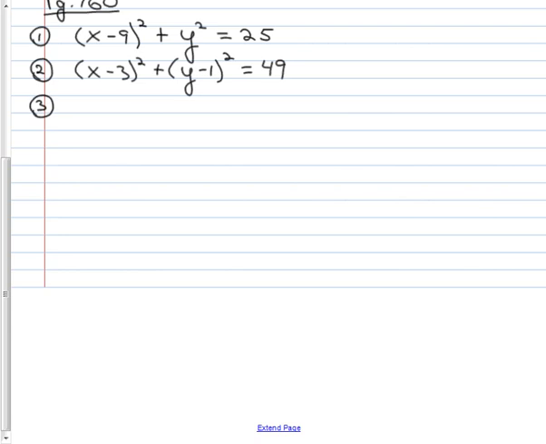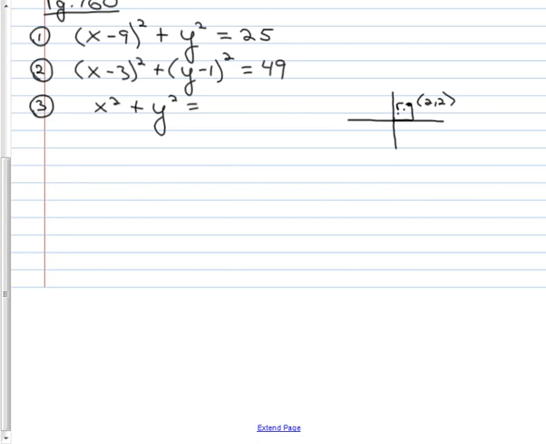7 squared is 49. Number 3. Center is at the origin, so it's 0, 0. Do the left side for me. X squared plus y squared equals, and then what do they say about the radius? Oh, they don't. It passes through 2, 2. If I pass through the point 2, 2, how am I going to get that radius?